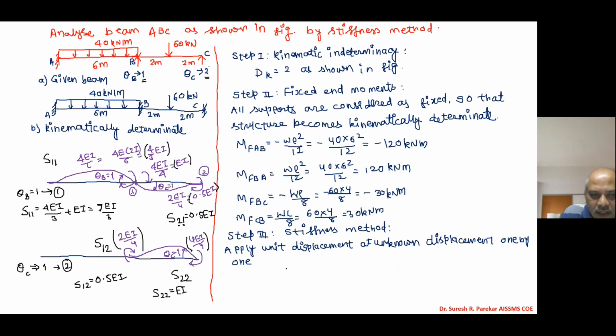So what will be our stiffness matrix then? If we take EI common, then we have 7 by 3, 0.5. This is a symmetric matrix, 0.5 and then 1. So S12 should be equal to S21. So now we have the stiffness matrix.